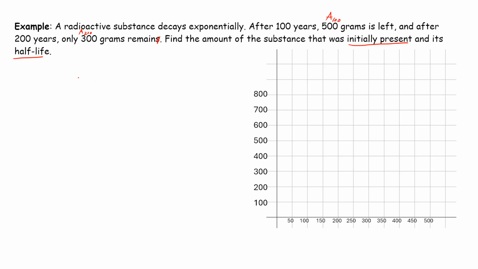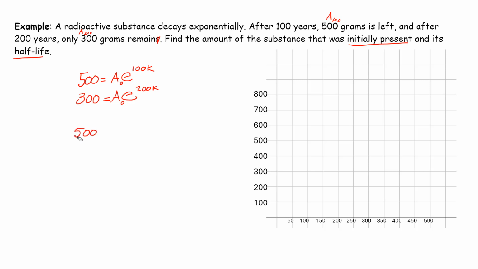So we have A sub 100, so that's 500 grams, is equal to A sub 0 e to the k times 100 years. And then we have 300 grams, and that's going to be A sub 0 e to the k times 200. Or let me just rewrite these, 100k and 200k. Okay, so in this situation, what we're going to do is divide the two equations.